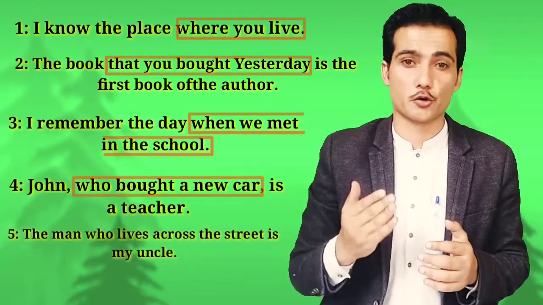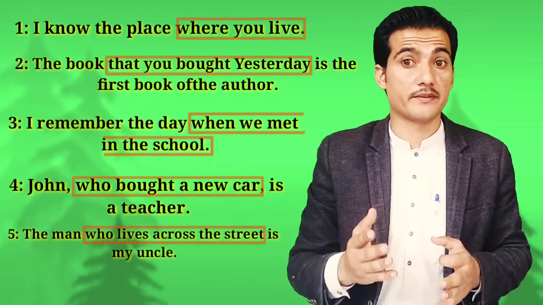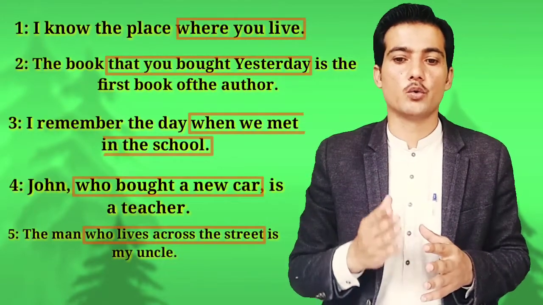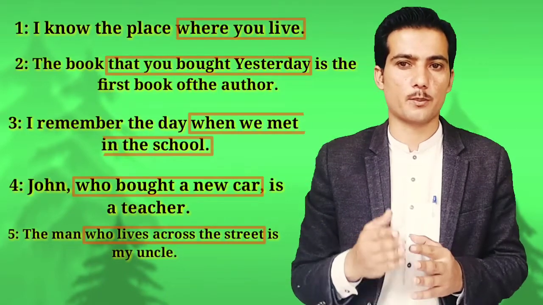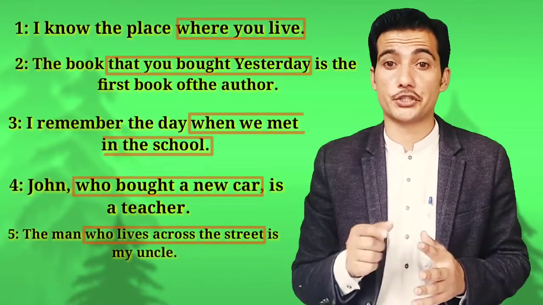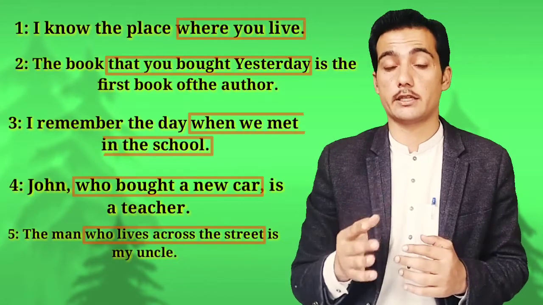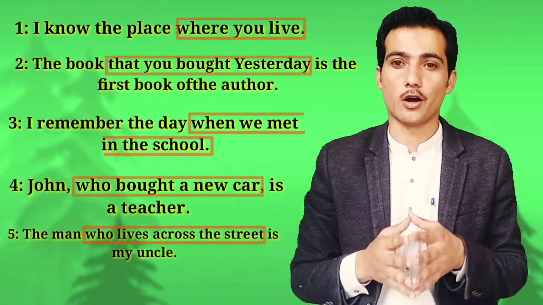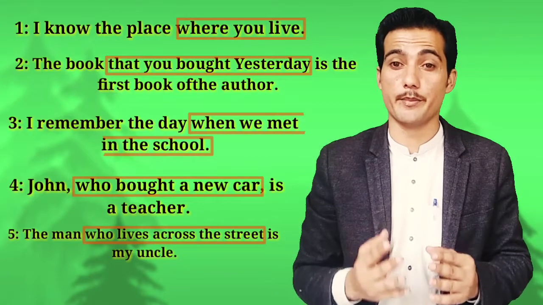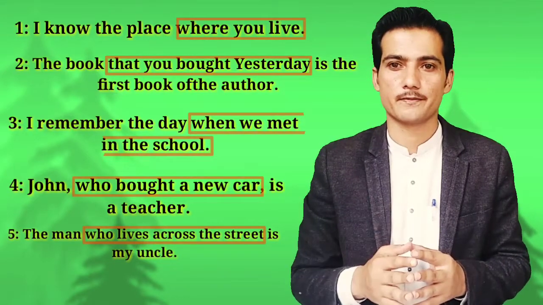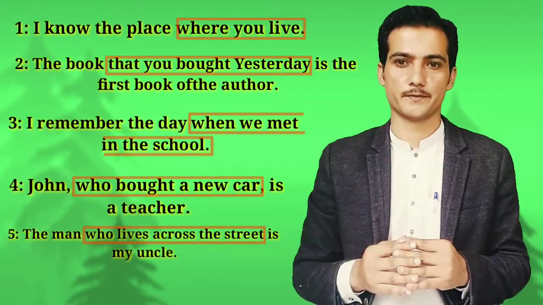The man who lives across the street is my uncle. The man, which one man? Who lives across the street. So here, who lives across the street is an adjective clause, because it consists of a relative pronoun, that is who, but here who functions like a subject, and lives is a verb, and it is a group of words, and along with that it modifies a noun, that is the man. Which one man? The man who lives across the street. So who lives across the street is an adjective clause.